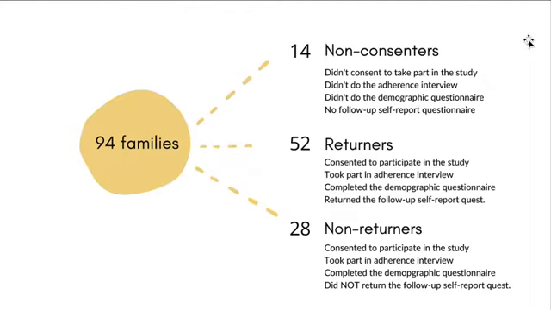Okay, so out of 94, only 80 gave consent. Okay, so out of that 80, 52 were returners where they consented. They took part in the interview, the parents completed the questionnaire, and they returned the follow-up self-report questionnaire. 28 out of those 80 consented to participate in the study and took part in the interview. The parents completed the questionnaire, but they did not return the follow-up questionnaire.